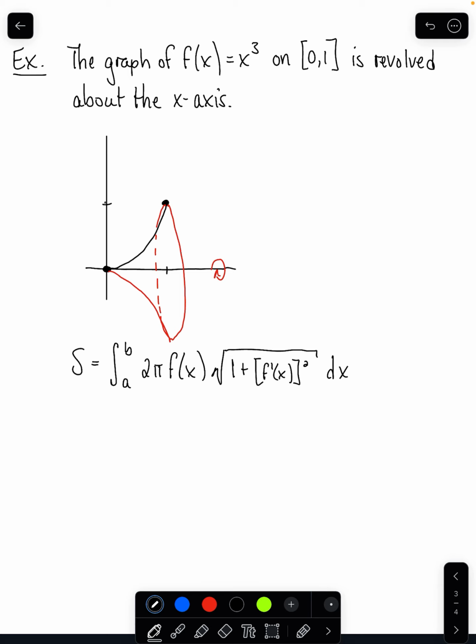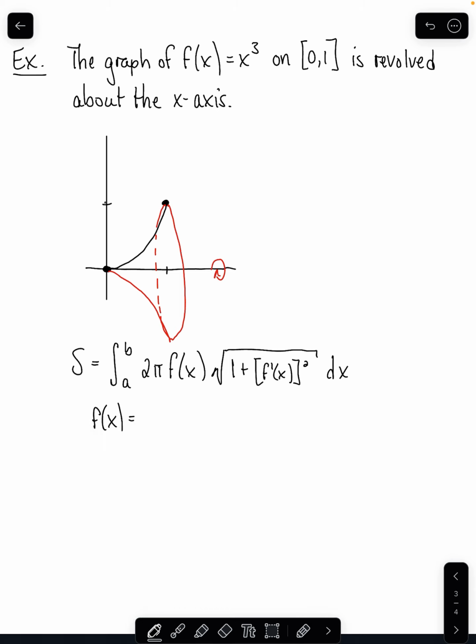So in order for this to work, as with the arc length, we need to make sure that the function is both continuous and differentiable on the interval, which, this being a polynomial function, clearly is both continuous and differentiable. We then need the derivative itself. So we have that f of x is equal to x cubed. And then f prime of x would, of course, be 3x squared. And this is all we need to fill this in.